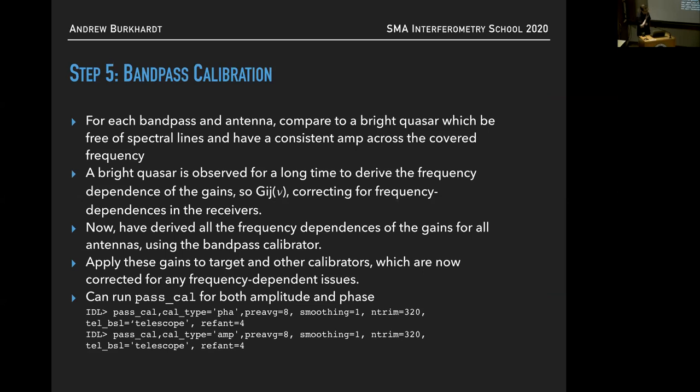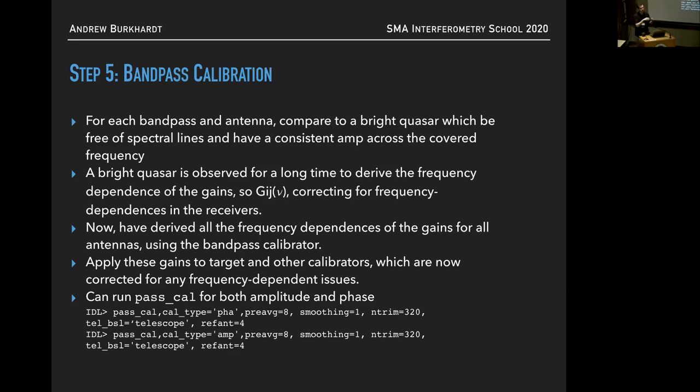All right, up next we have the bandpass calibration. So as we mentioned, for each of the bandpass and antenna, we can compare it to a bright quasar, which is theoretically free of any major spectral features and has consistent amplitude across the covered frequency. And so because it's relatively flat across any given bandpass, we can compare the response of the antenna when it looks at this bright quasar versus whatever science target we're looking at.